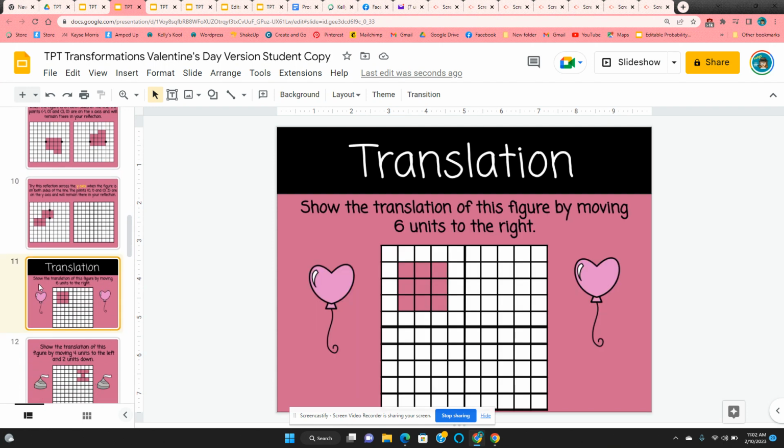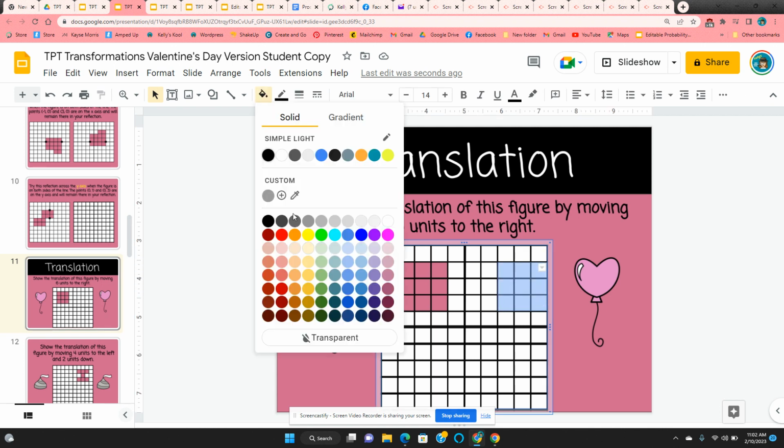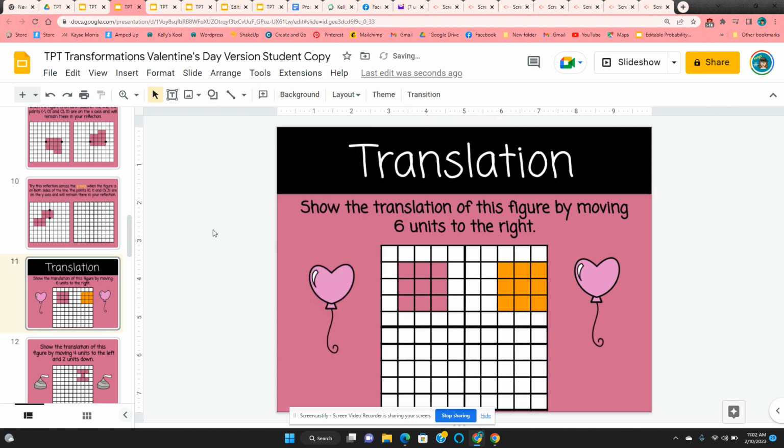Then we get into translation. Translation, they're just going to be moving the figure. It doesn't change its orientation, but it just slides up, down, left, or right. In this first one, they're just going to be translating 6 units to the right. So 1, 2, 3, 4, 5, 6. And again, they can color it in any color they like.